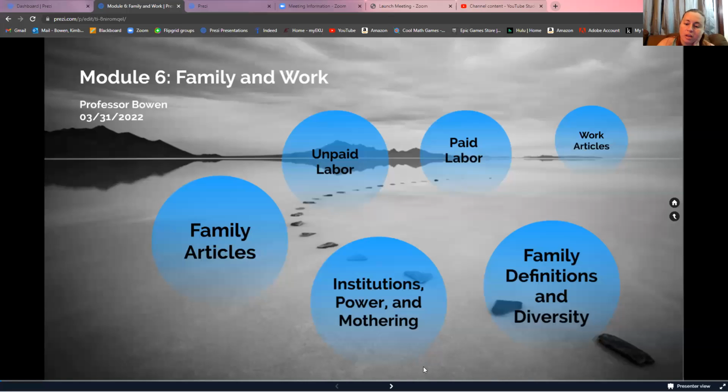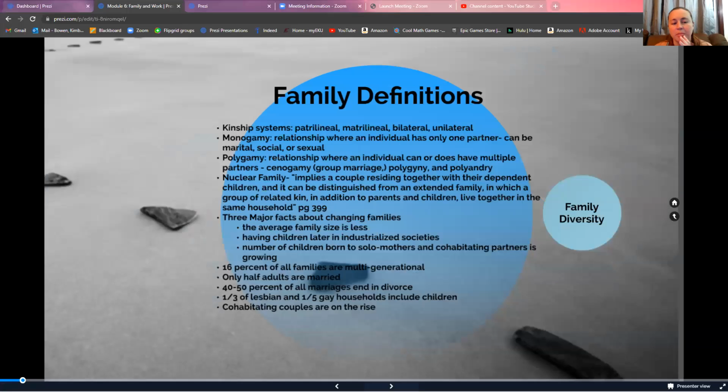Everybody. So we're going to go ahead and work on some Module 6 stuff. And we're going to be talking about work and family. So we're going to start with family and then get into work. Let me go ahead and share my screen. And let's just talk about some definitions real quick.